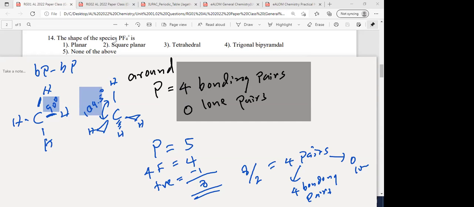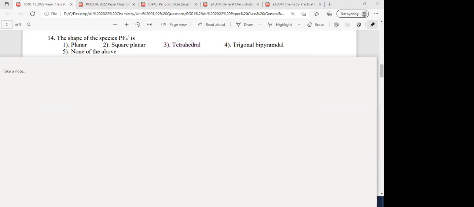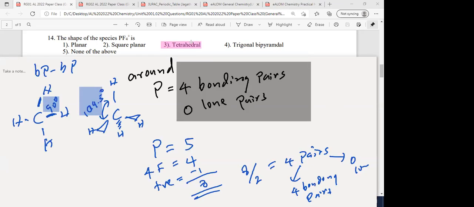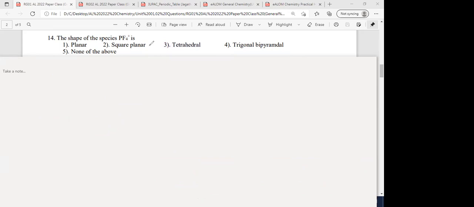Then the next one. Any questions you can ask? Okay, so the answer is what? Tetrahedral, right? Electron pair geometry is also tetrahedral, and molecular geometry is also tetrahedral, because there are no lone pairs. When there are no lone pairs, molecular geometry is equal to electron pair geometry. If you only write that short note, that means the arrangement of electron pairs around the central atom is tetrahedral in PF4+, and molecular geometry is also tetrahedral.